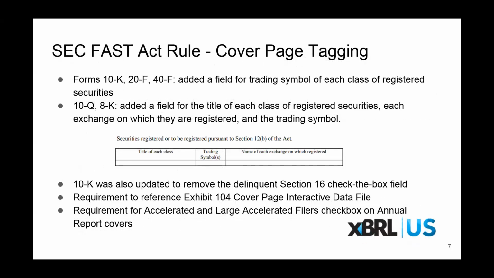All right, a few more important points for context for my discussion with Mike regarding the FAST Act. The first is that annual reports have added a trading symbol field to the cover page, and periodic reports have added the field pictured in the middle of the slide here. You can see there's a bit more meat on it, including trading symbol and name of exchange where it's registered. Another important change was the Exhibit 104. The SEC has added a requirement to reference the cover page's interactive data file.